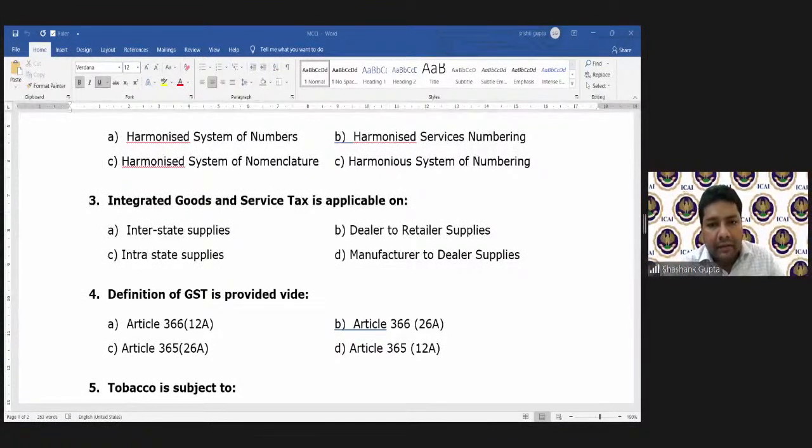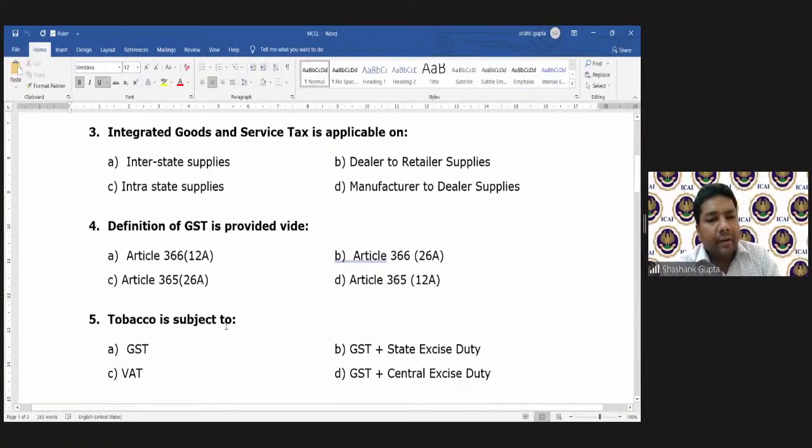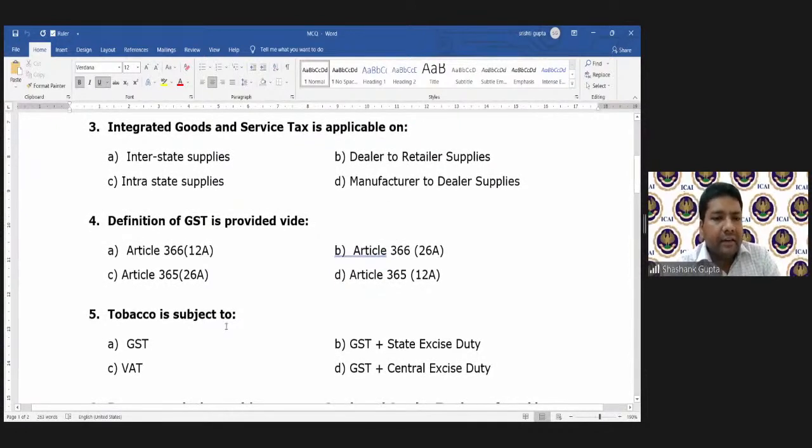Okay, I've received answers. For question 3, maximum of you have answered correct. Sahil, why are you saying intrastate supplies? My dear friend, on intrastate supplies, CGST and SGST is applicable. The correct answer is interstate supplies. IGST is applicable in case of interstate supplies. Answer to question number 4, please.